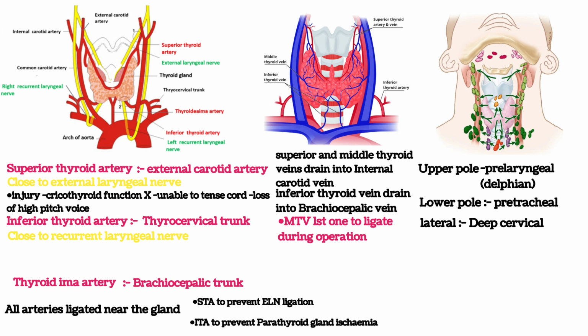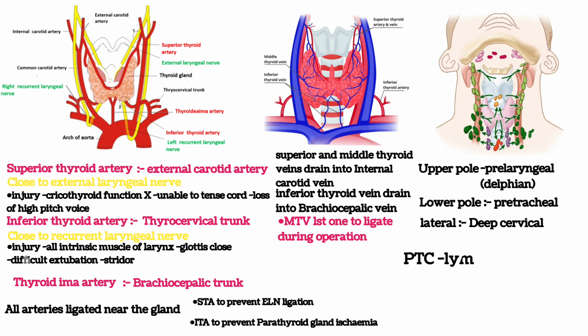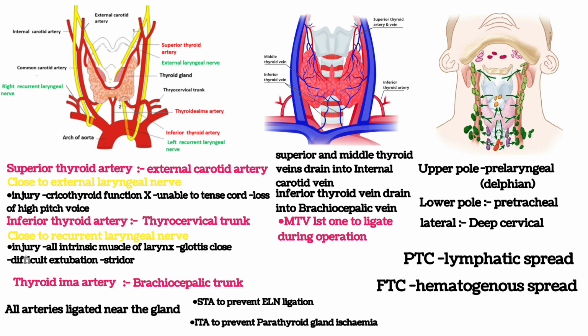If we ligate superior thyroid artery near its origin, it will lead to injury of external laryngeal nerve also, which will lead to denervation of cricothyroid muscle, and the vocal cords will not be able to tense and not able to raise the pitch of the voice. Now if we ligate the recurrent laryngeal nerve along with inferior thyroid artery, then all intrinsic muscles go into spasm and glottis will close. That will lead to difficulty in extubation. As for the spread, PTC will spread via lymphatics and FTC spreads mainly via hematogenous route.